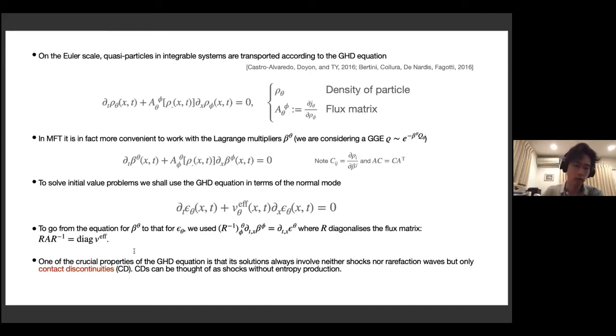So like I said, one of the crucial properties of GHD is that its solution has neither shocks nor delta functions. Usually it's just contact discontinuities. So this gives us a hope that things could work.